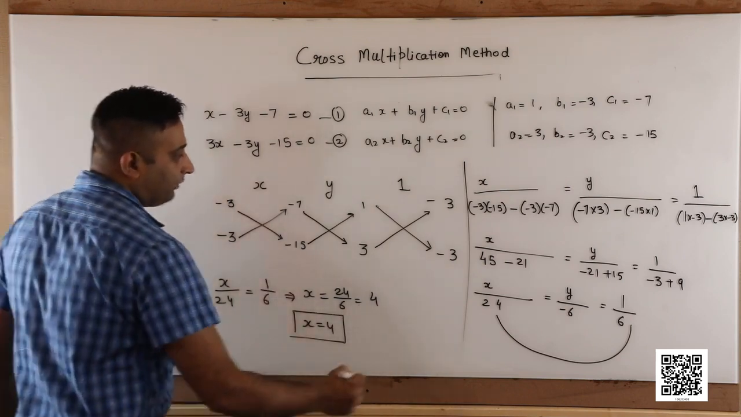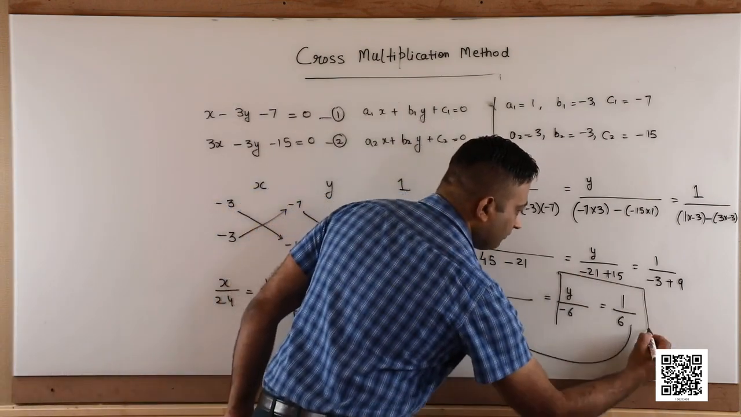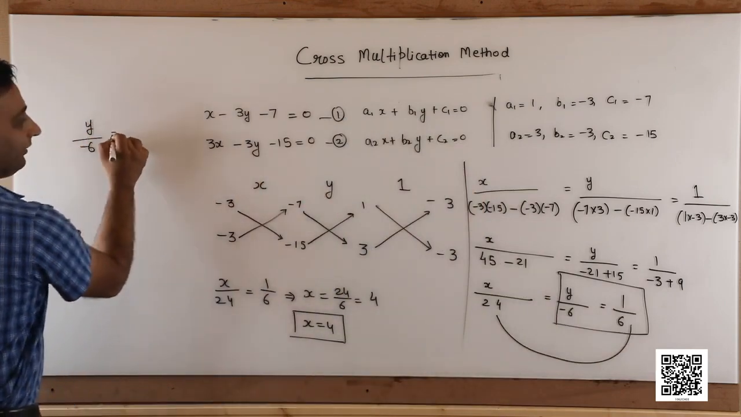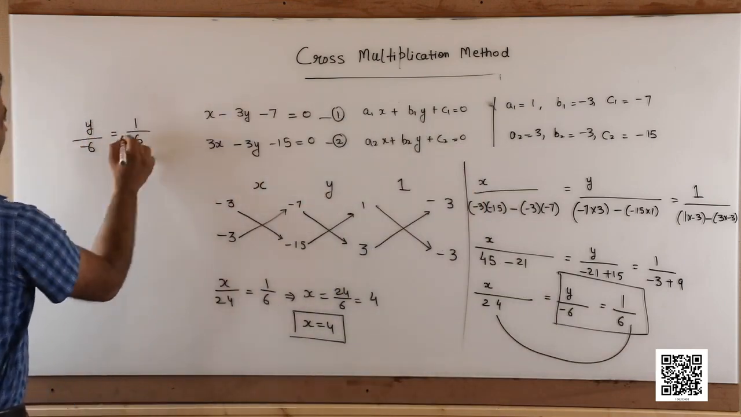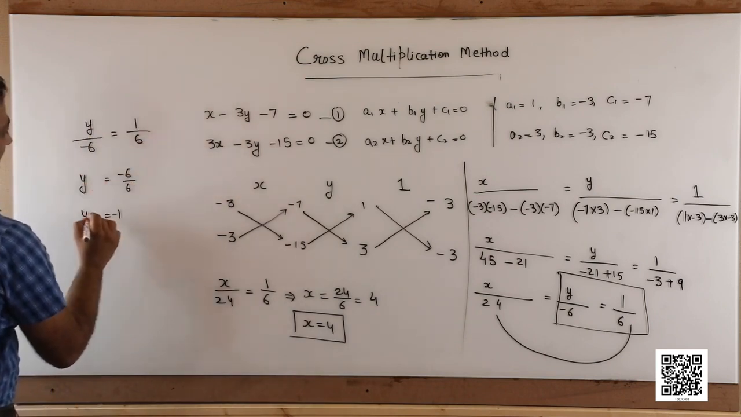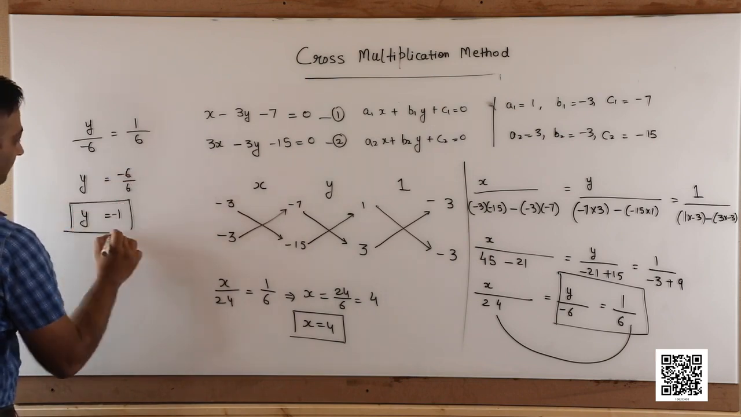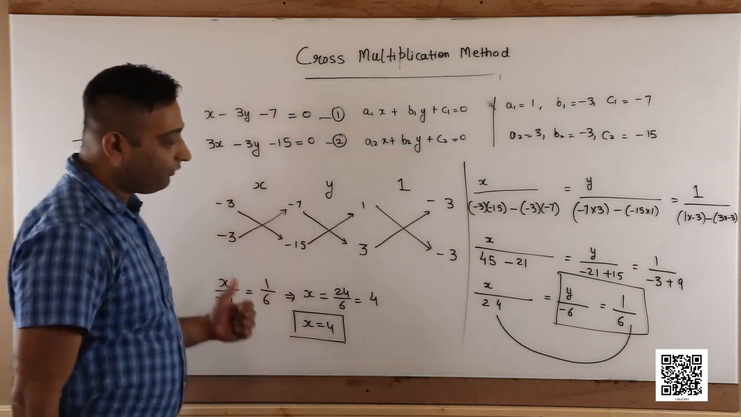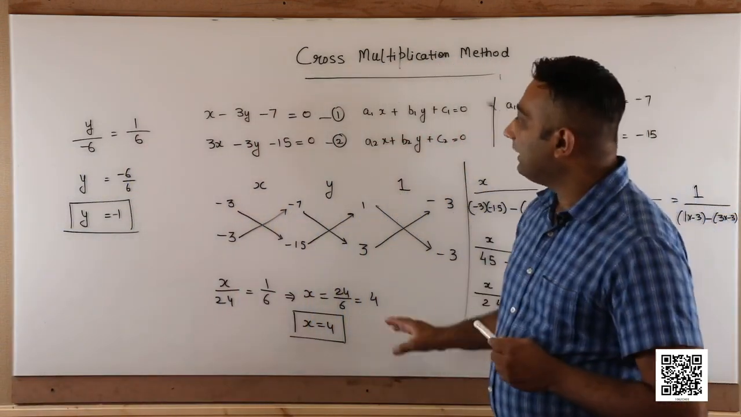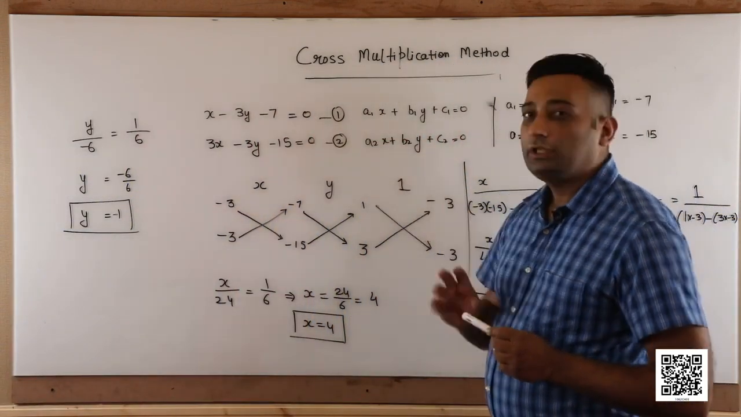Now let us equate these two ratios, that is y by minus 6 equals to 1 by 6, that is y is equal to minus 6 divided by 6, that is y is equal to minus 1. So we have obtained the values of x and y. We can easily verify by putting these values in the two equations.